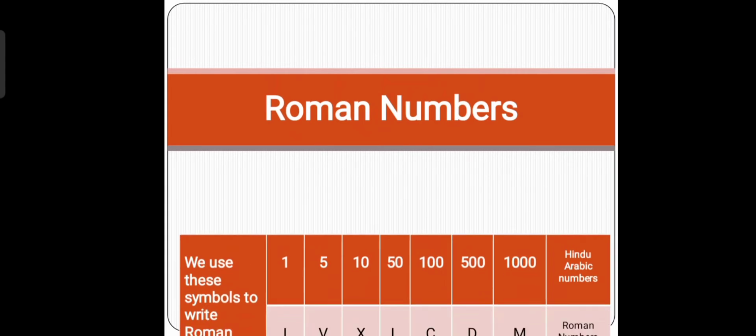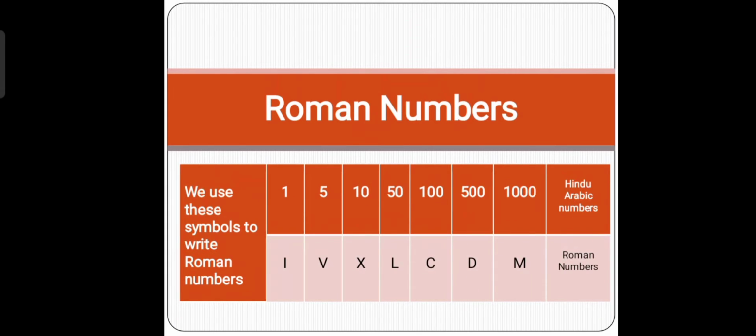We have our Roman numbers. We use these symbols to write Roman numbers. We have I for 1, and then V for 5, X for 10, and then letter L for 50, letter C for 100, letter D for 500, letter M for 1000. So these are the corresponding values for each Roman numeral. So we have here 1 to 1000.